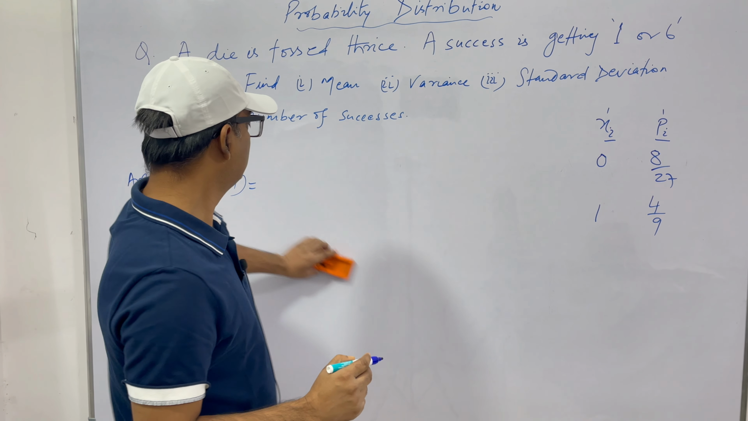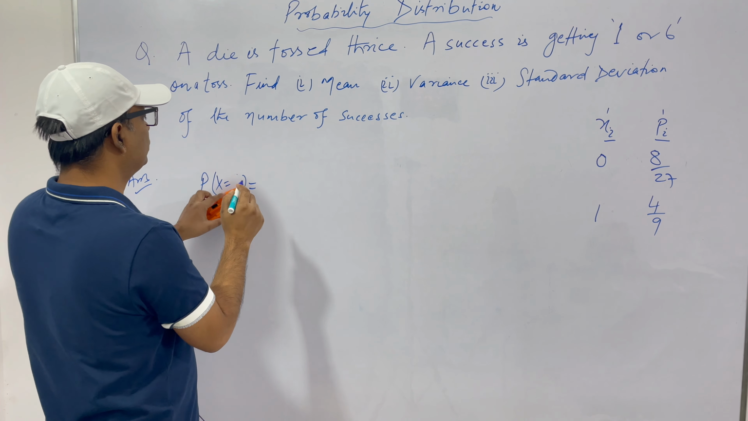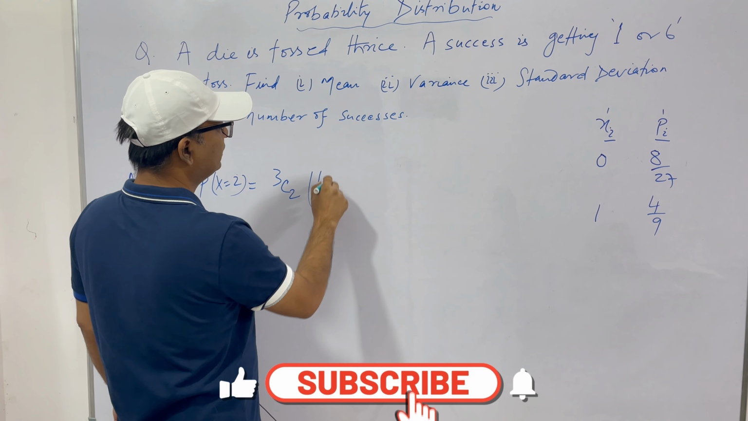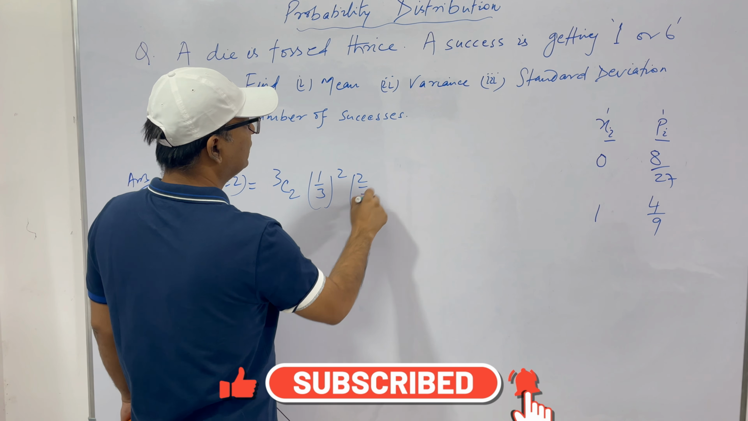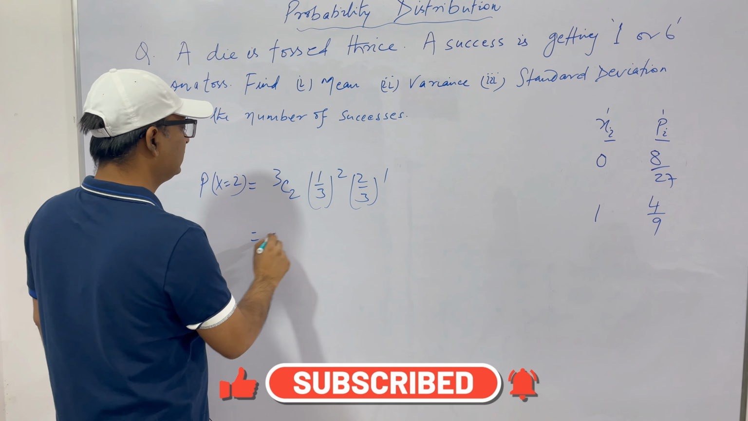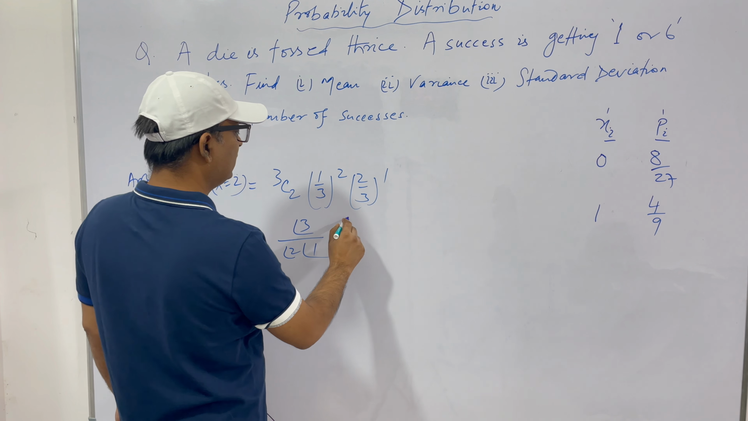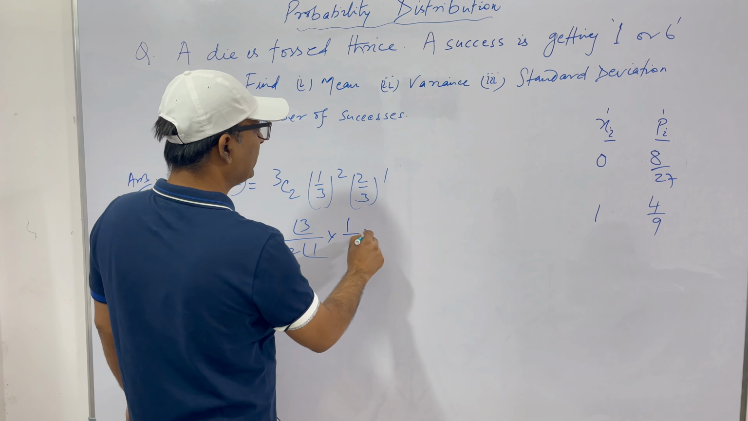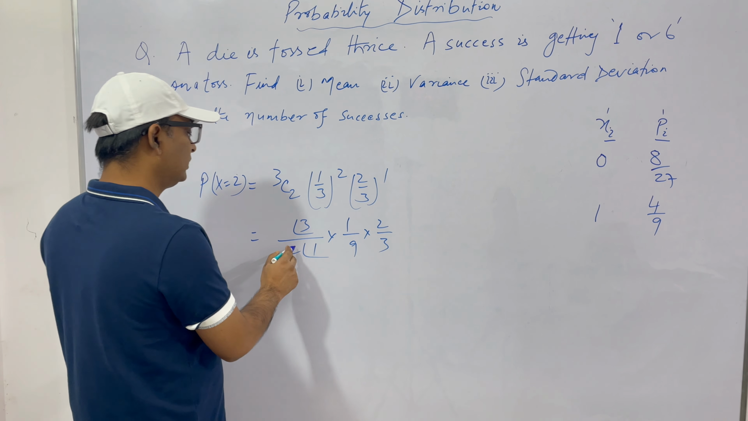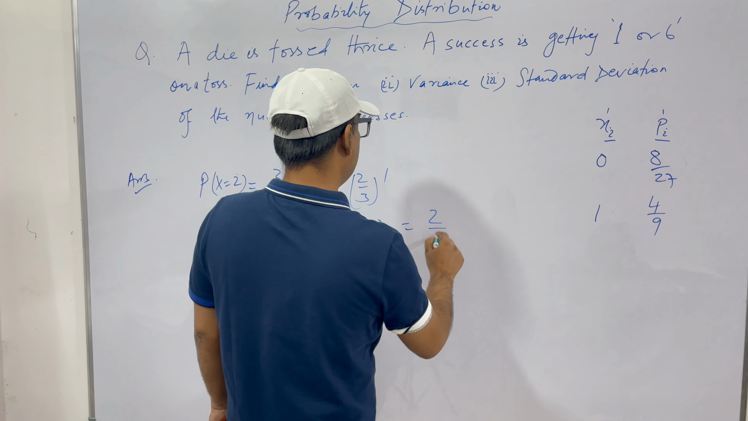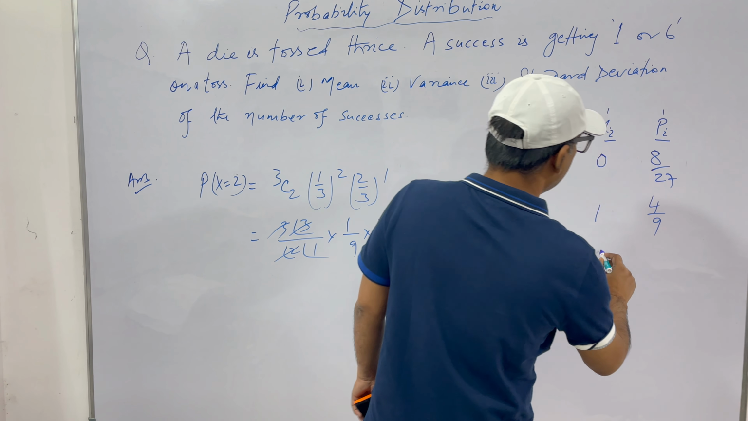Let's calculate it for x equal to 2. 3C2, (1/3)^2, (2/3)^1. So this is factorial 3 over factorial 2, factorial 3 minus 2, that is 1, times 1 by 9, times 2 by 3. So the 3s cancel, and this is 2 by 9. So for 2 it is 2 by 9.